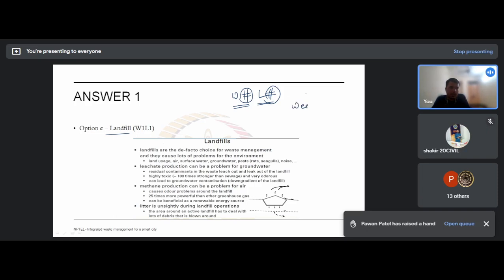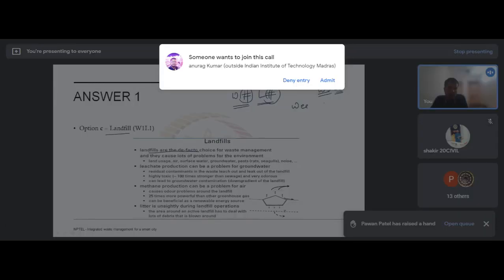So when I write, say, week three, L5, it means third week, lecture five. It is just a reference to the slides so that you can refer back. This is taken from the slides of the course. Landfills are the de facto choice for waste management. They cause a lot of problems: land usage, air and surface water pollution, and groundwater contamination if not properly managed. Leachate production is there, methane production is usually done, and it can be used for energy generation later. Default case, we will always go for landfill.